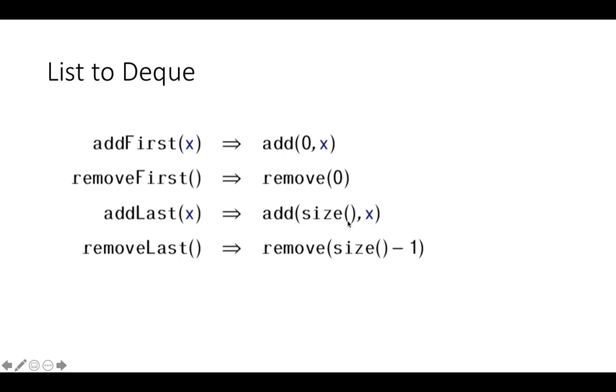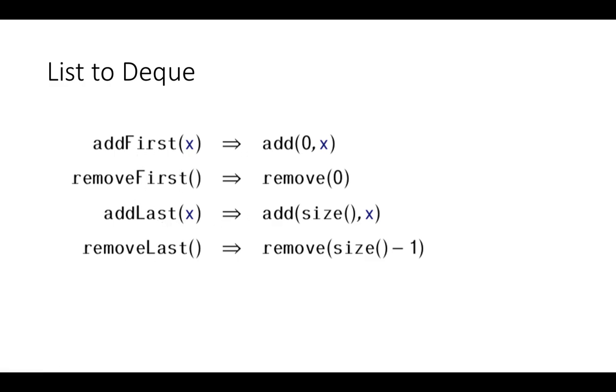Let's say we previously have a list of 8 elements, so the indices will be from 0 to 7. I want to add a new element. I will add it in position 8, which is the size of the previous list. So add size, x. If I want to remove the last element, let's say you now have a list of 8 elements from 0 to 7, and you want to remove the last, so you will remove 8 minus 1. You remove the element from position size minus 1. So with this I can get a dequeue out of the list.